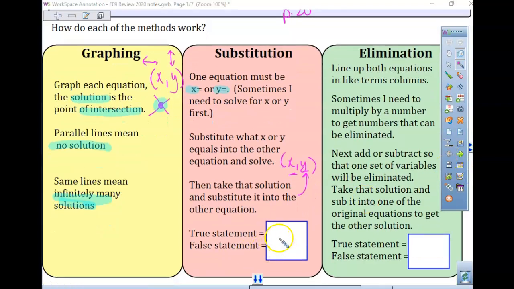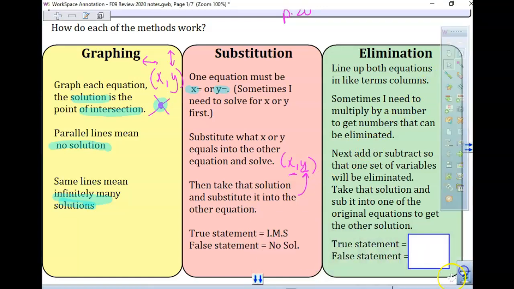If it's a true statement, we are going to have infinitely many solutions. If it's false, it's going to be no solution. Same thing for that last one, right? When we are taking a look, if we have a true statement, that's our infinitely many. If we have a false statement, no solution.